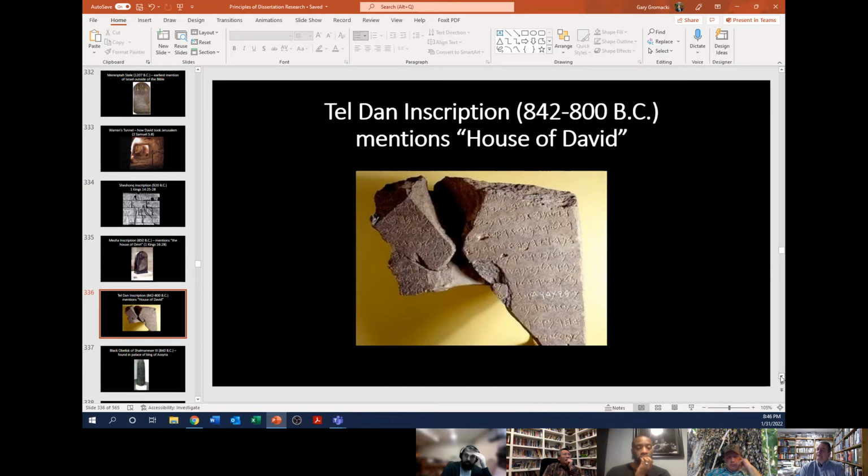Probably one of the more famous inscriptions is the Tel Dan inscription, found in 1993 by archaeologist Dr. Biran. This is an Aramaic inscription that mentions the house of David. And again, the significance of that is as an argument against the minimalists who said that King David did not exist. So how do you have this inscription from a king who fought against the house of David, an argument for the historicity of King David?